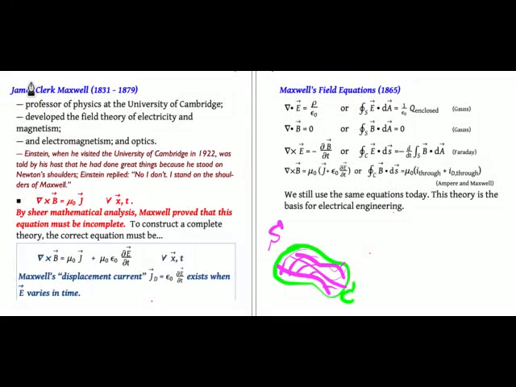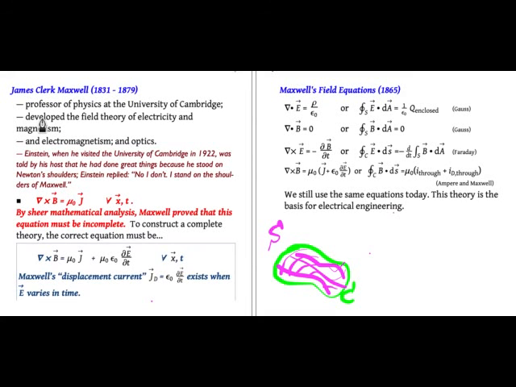Okay, before I write down the equations for displacement current, let me go over a little bit of the history of this development. James Clerk Maxwell was a professor in Scotland and later in England. He lived 1831 to 1879. In the later part of his life, he was professor of physics at the University of Cambridge. That's the old University of Newton.